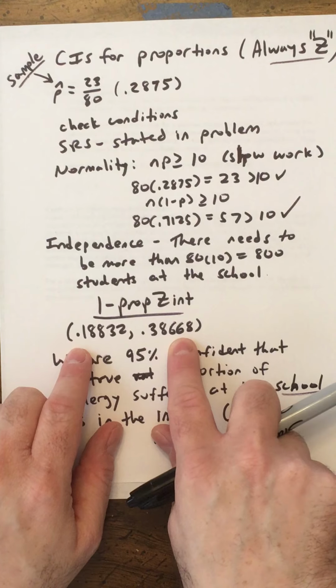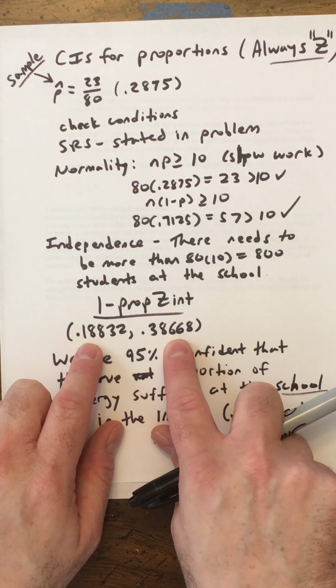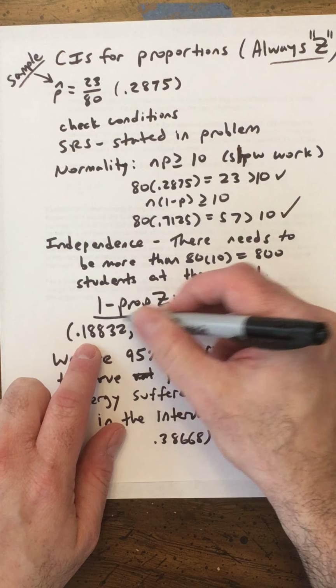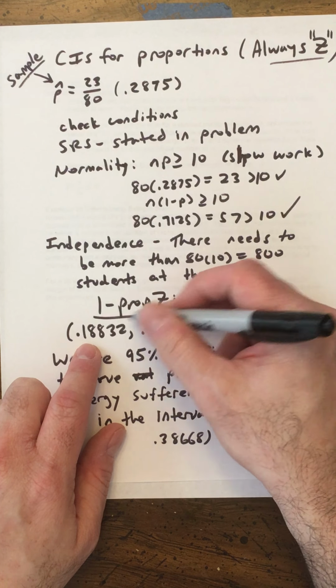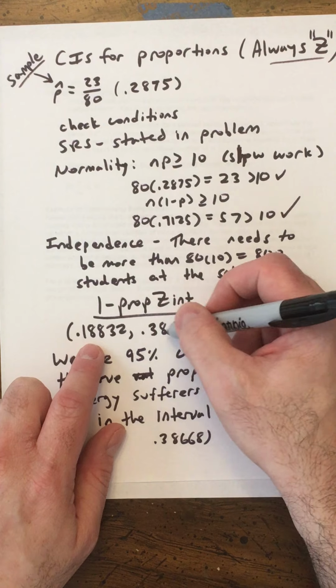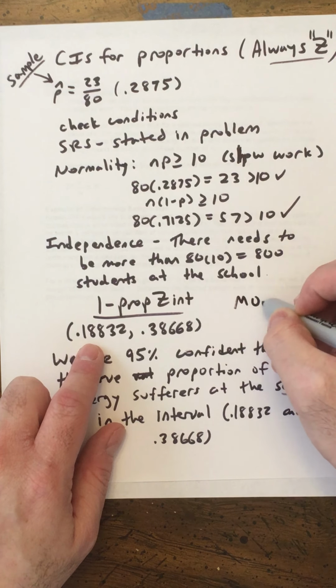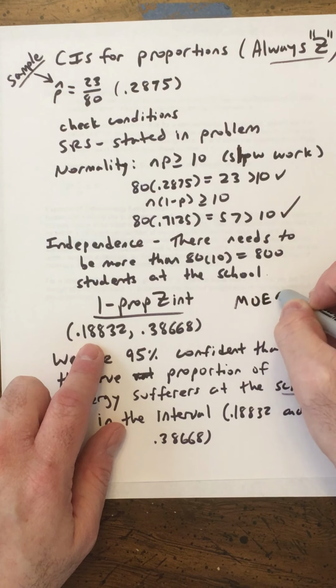Take a look. This is a big interval. It goes from about 19% to 39%. So that's 30 percentage points difference. No, I'm sorry, that's not right. That's 20 difference. So the margin of error is about 0.1, approximately 0.1.